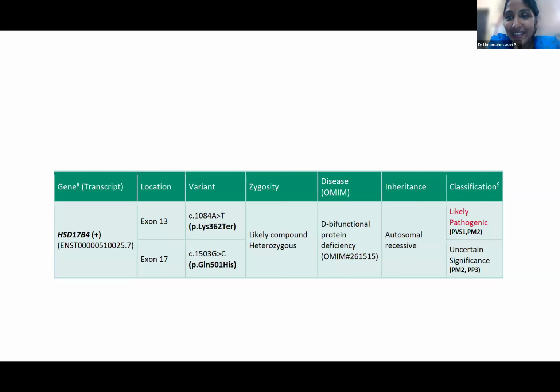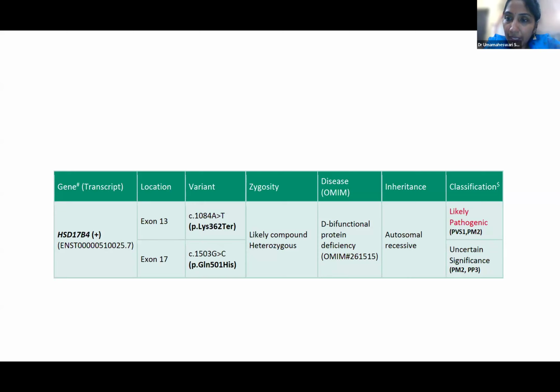Sirisha, do you want to interpret? Defect in the gene HSB. Okay. At the location point of exons 13 and 17. Good. And what is the variant? Variant, I'm not able to. Okay. So the first line here says C1084A greater than T, no?